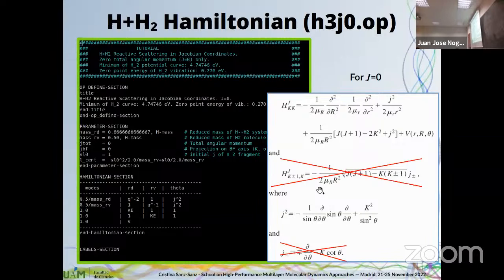Can you see it on the screen? Let's see. So, j squared is here. Just by putting j squared, the program knows that it has to apply these operations of the Hamiltonian to the wave packet, and it knows how to compute it, because of the type of basis set that we are using. Everything is set up.